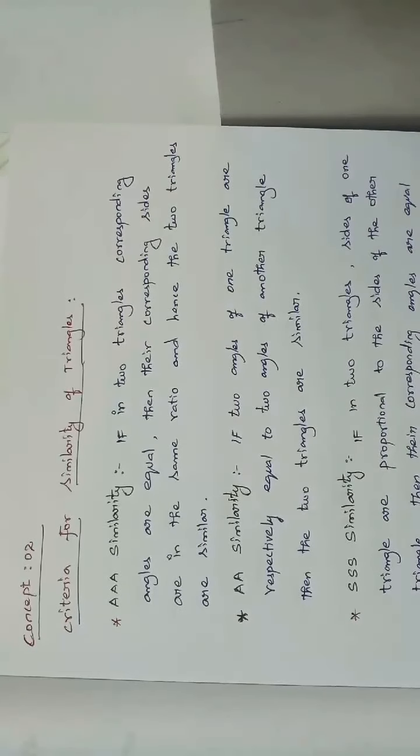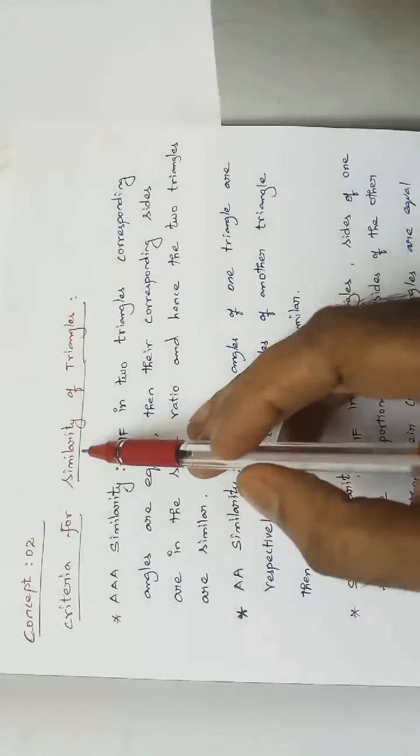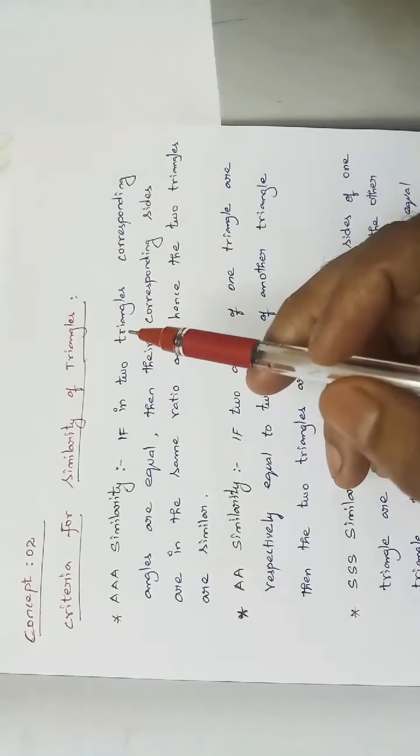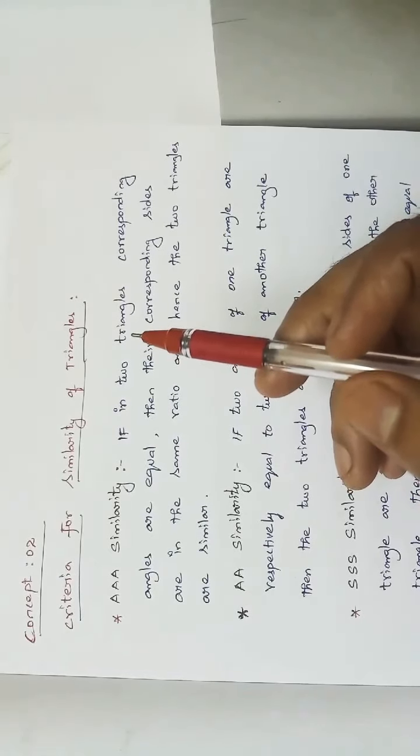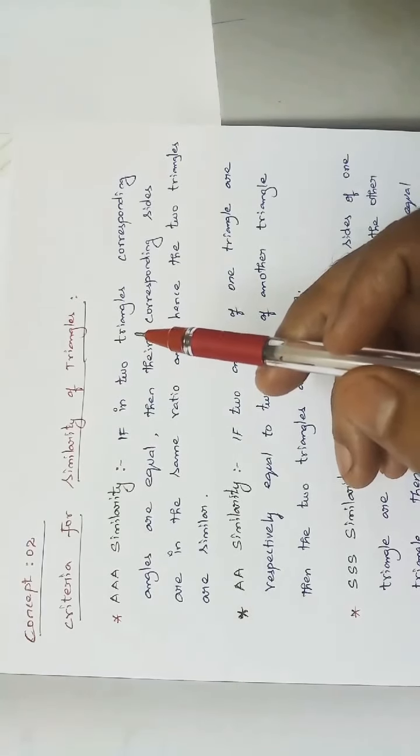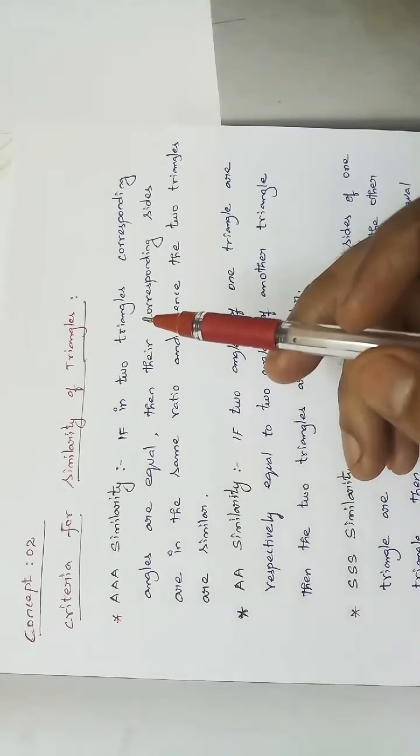Next, concept 2, criteria for similarity of triangles. Criteria for similarity of triangles. Up to 9th standard you have studied that, right? Properties for congruent triangles. In the first class itself I differentiated what is meant by similar triangles and what is meant by congruent triangles, right? All congruent triangles will be similar, but not all similar triangles will be congruent, right? So already you know what is meant by similar and congruent triangles.